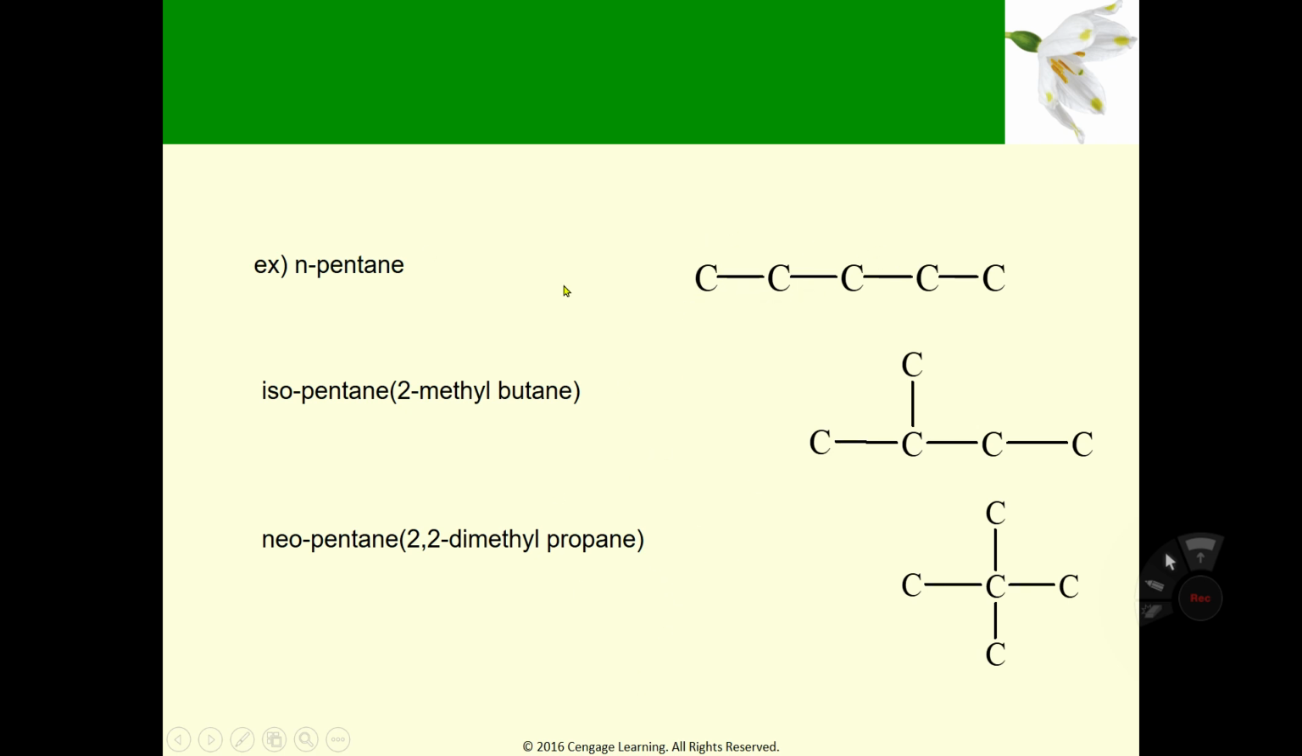Because they are isomers, even though they have the same molecular formula, they should have different names. We call this normal pentane because it's a straight chain. We call this isopentane. It has one branch here. This one also has several branches, but we call this neopentane, because it's a pentane, because it has 5 carbons. But this is a traditional name, and we have another systematic name also. We learn the systematic way of nomenclature later.